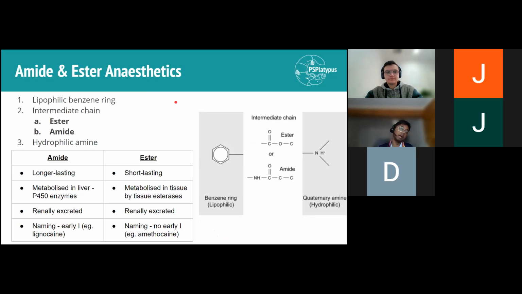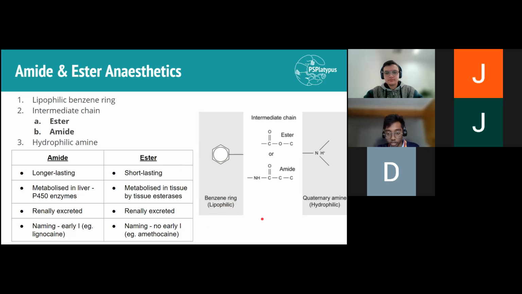Now, there are two main types of anesthetics. We're still talking about local anesthetics, but within that, we have amides and esters. You might remember a little bit about this from chemistry, probably high school stuff. If you look at the diagram on the right, it illustrates what these two anesthetics really are. We start off with a benzene ring, which is a common ring that is lipophilic. Lipophilic meaning it likes fat, so it's able to dissolve in fat because it's a non-polar segment.